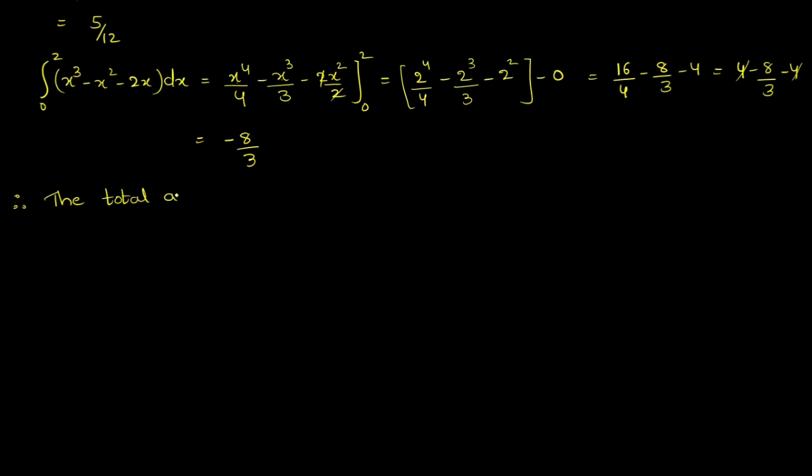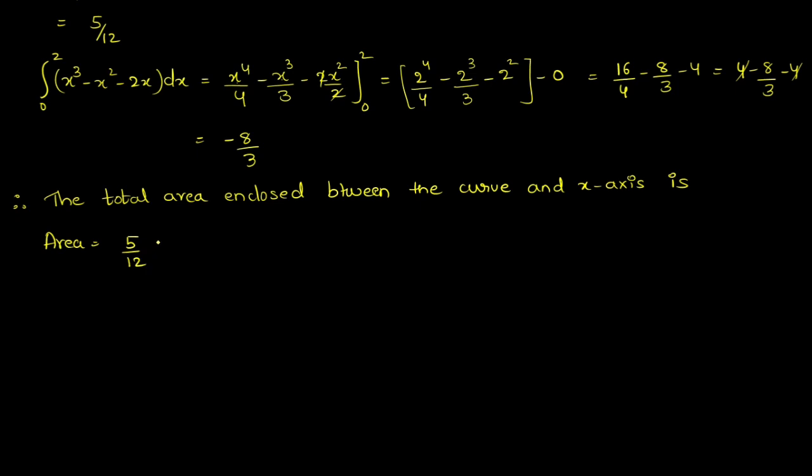The total area enclosed between the curve and the x-axis is, so area equals, so we had the two integrals. As I told you, we are going to look into the absolute values. So one was 5 over 12 plus the other value. Since it is negative, it is the mod of minus 8 over 3, which will change to positive because area cannot be a negative value.